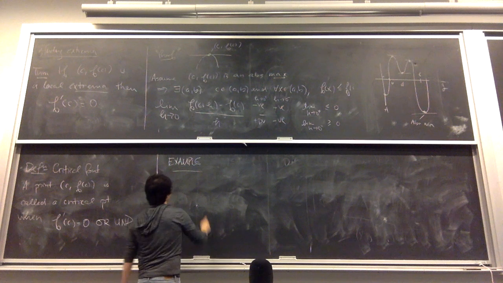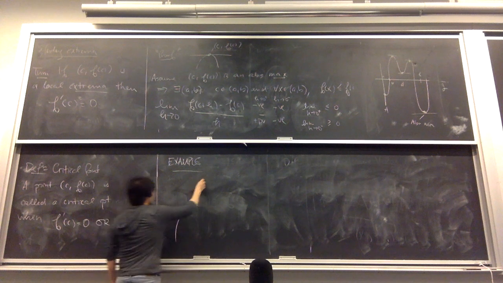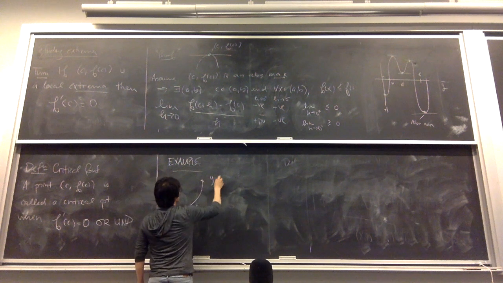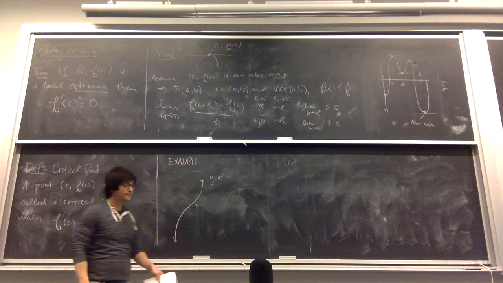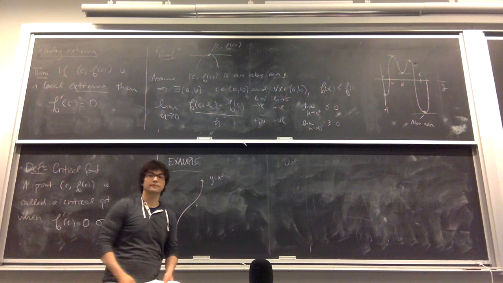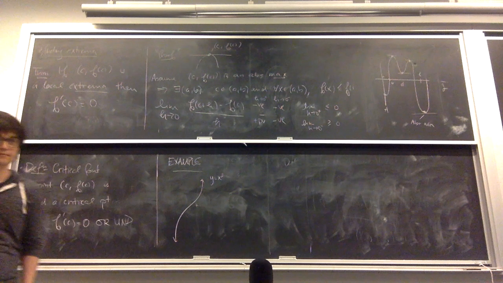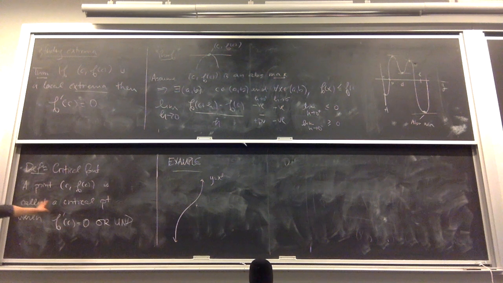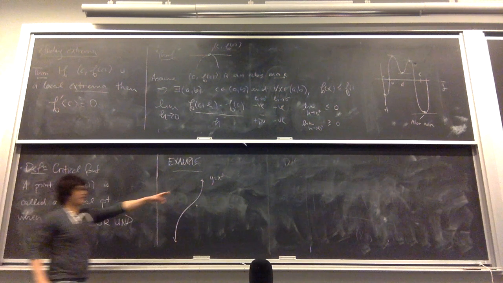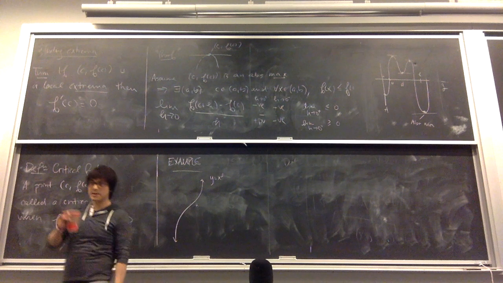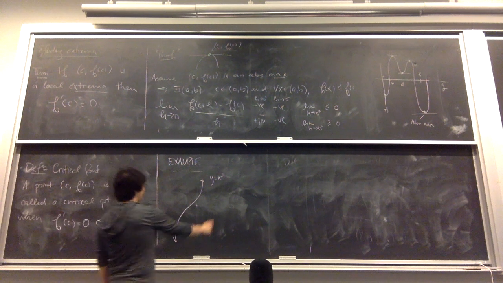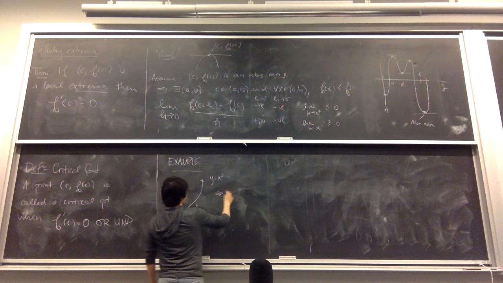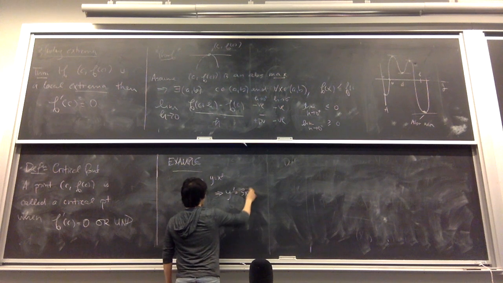Tell me about this function. This is y equals x cubed. Does it have a critical point? There's the definition of a critical point. This is a function. Tell me if it has the critical point. Okay, so what's the first thing that we should do? Get the derivative of this, right? So y prime is equal to 3x squared.